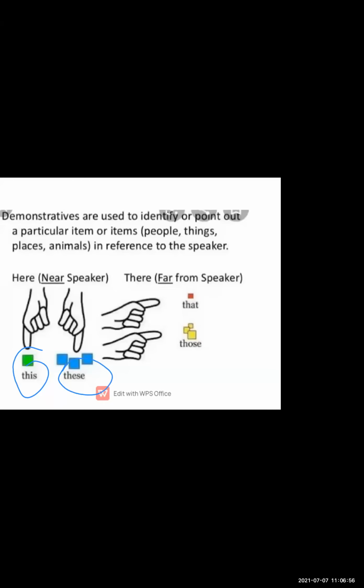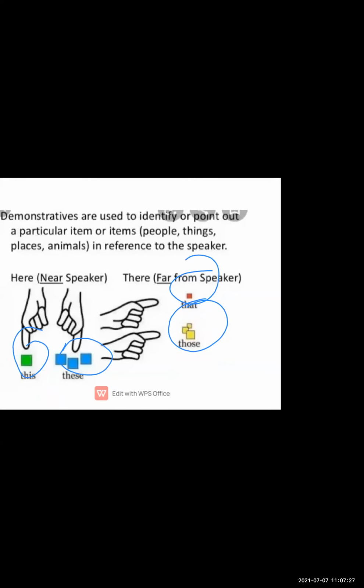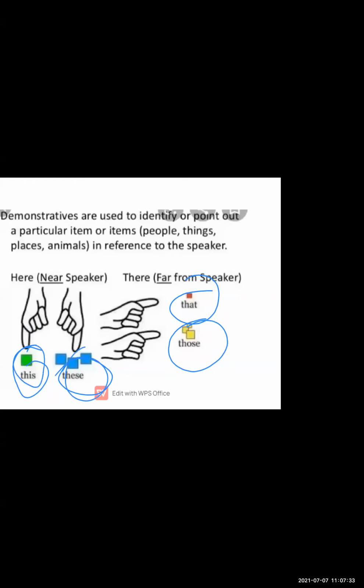This and these, these two words you are using when the things are near to you. That and those you are using when the things are far from you. These things you have to keep in your mind, students. You have to keep in mind that if the thing, person or noun is far from you, at that time you will use that or those. But if it is near to you, you have to use this and these.